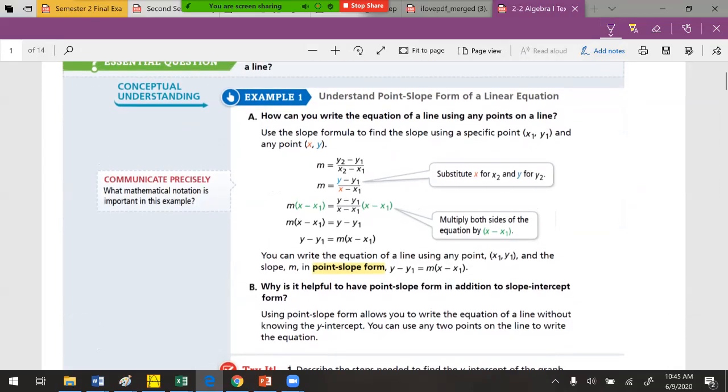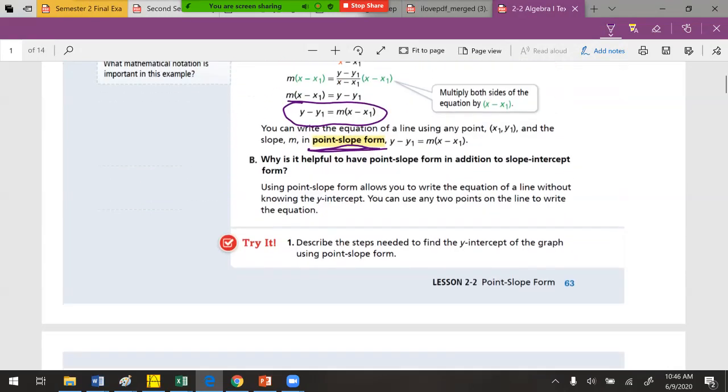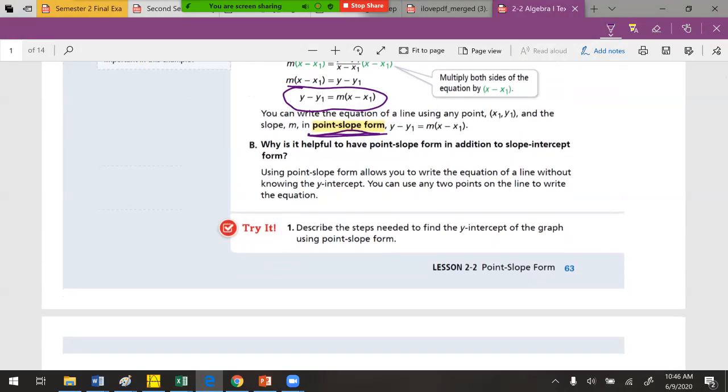So let's take a look at this. All you need in order to do point slope form is a point and a slope. Any point you want, it does not matter. This is the format: y minus y1 equals the slope times x minus x1. That is known as point slope form. So when we talk about point slope form, here are the steps needed to find the y-intercept of the graph. Step 1, find the slope.